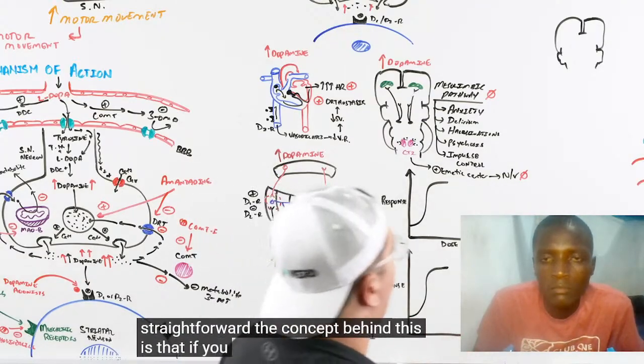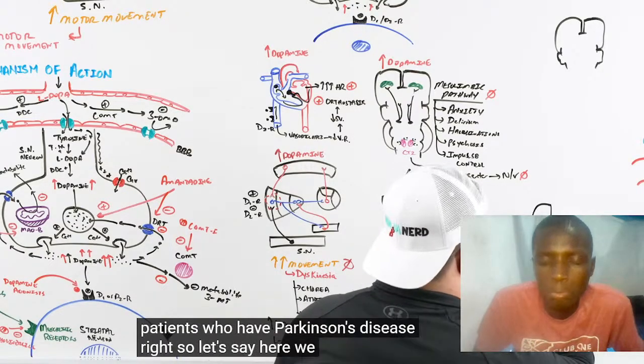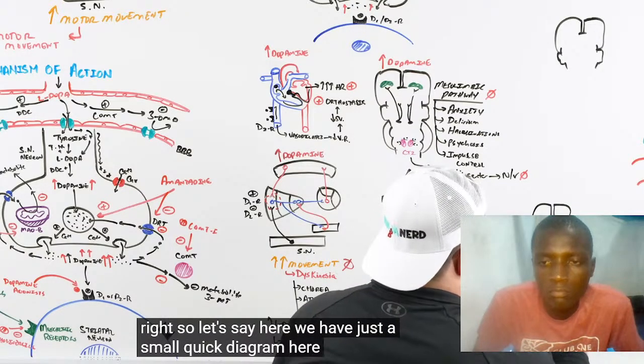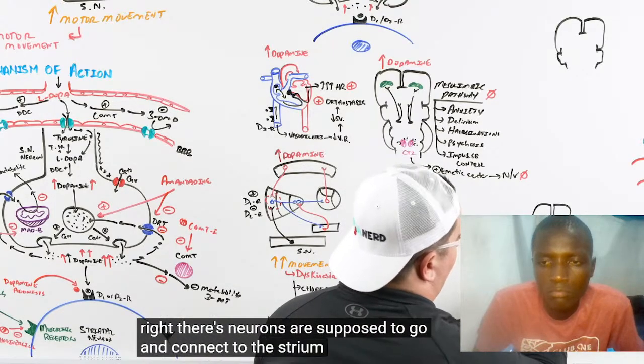The concept behind this is that if you think about it, patients who have Parkinson's disease, right? So let's say here we have just a small quick diagram. As you think about this, here's our substantia nigra, right? There's neurons that are supposed to go and connect to the striatum.